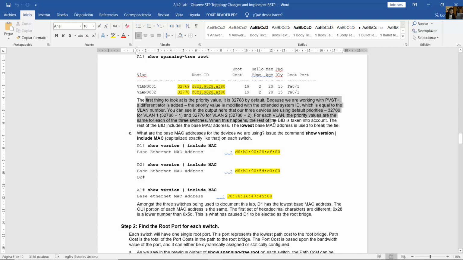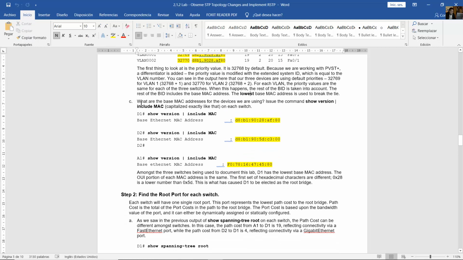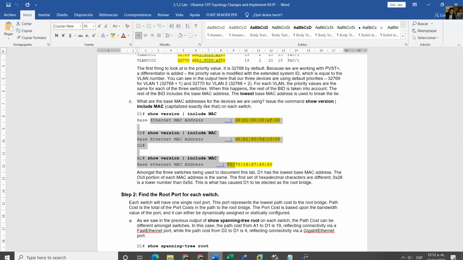When this happens, the rest of the BID is taken into account. The rest of the BID includes the base MAC address. The lowest base MAC address is used to break the tie. What are the base MAC addresses for the devices we are using? Show version, pipe, include MAC, on 3 switches.